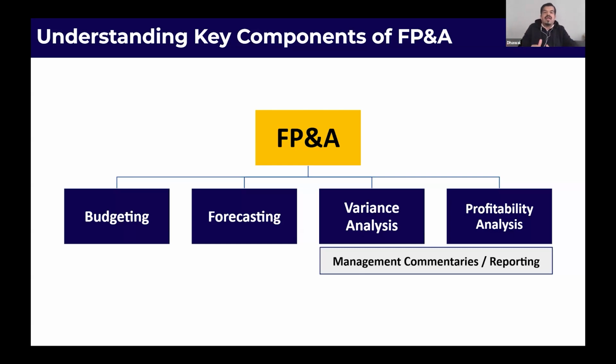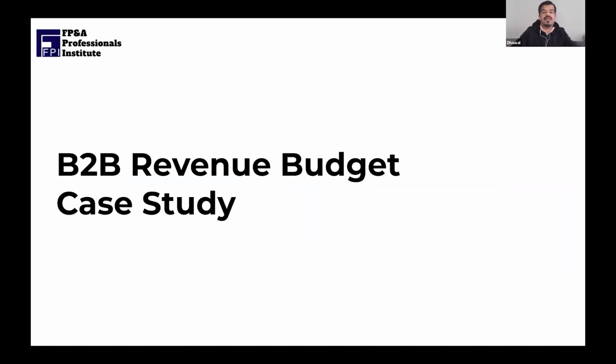Okay, so let's try and understand each of these. Let's get started with the budgeting example. I told you that the end outcome of the budget looks pretty much like a P&L statement. You have your revenue, you have your different set of costs, and your operating profit. The revenue budget usually takes the maximum time to work on.